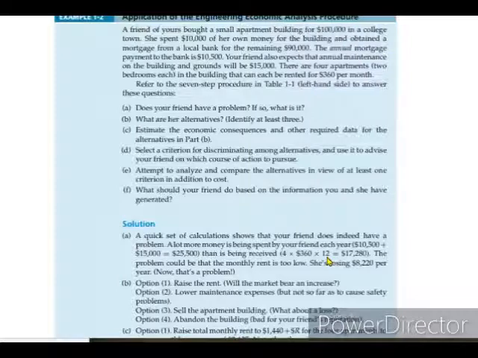Okay? So, your friend is spending more than what he is receiving. Okay? The problem could be that the monthly rent is too low. Okay? She's losing the difference. So get the difference of $25,500 and $17,280. So the difference is $8,220 per year. Okay. Now that's a problem.